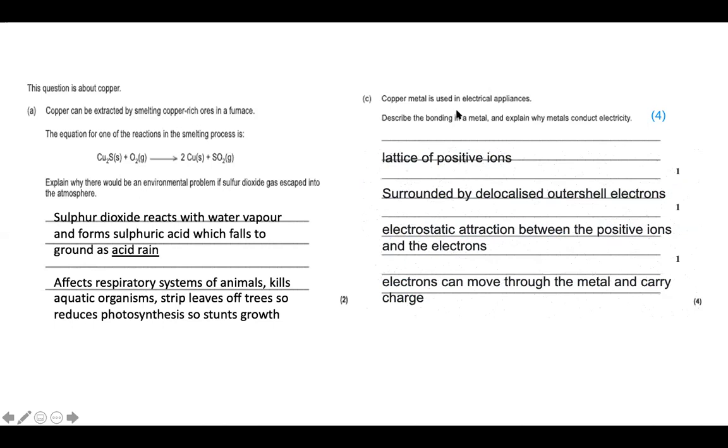So copper metal is used in electrical appliances. Describe the bonding in a metal and explain why it conducts electricity. So this is from C2 biospec. So it's a lattice of positive ions surrounded by delocalized outer shell electrons. The bond is held together because of electrostatic attraction between positive ions and the electrons. And it conducts electricity because electrons can move through the metal and carry charge. The end.